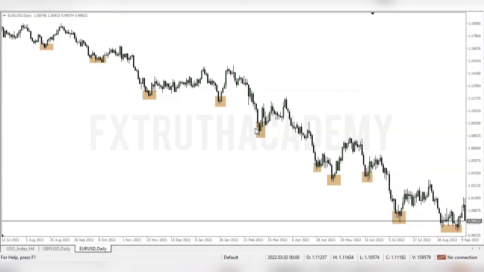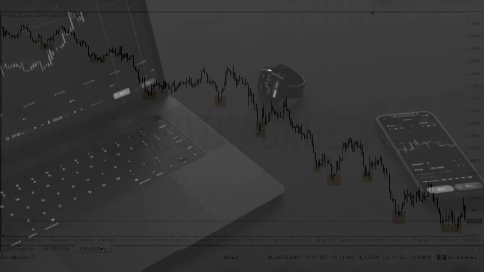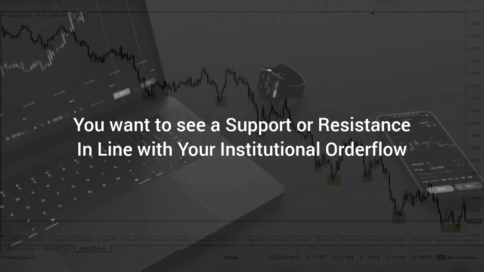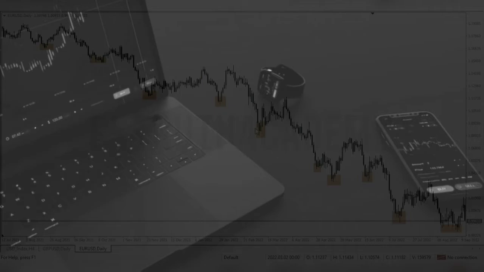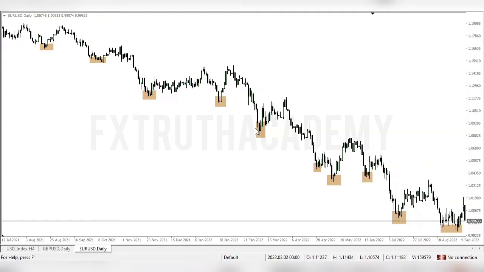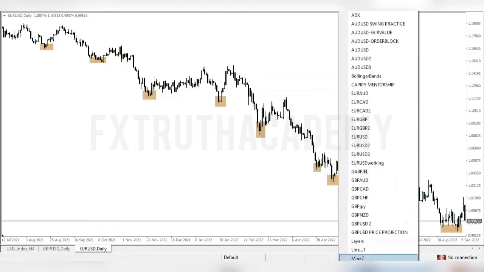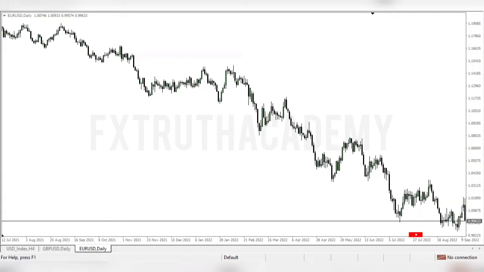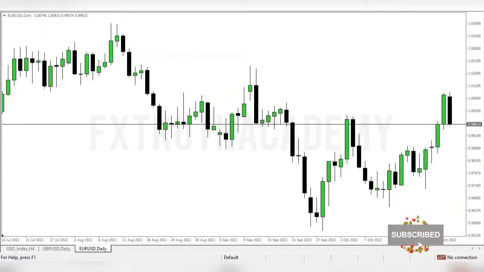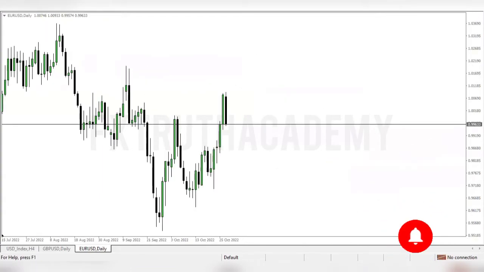And the last of all we're going to be looking at in this video is you want to wait for price to create a support or resistance in line with your institutional order flow. Now, what do I mean by that? Let me just give you a quick example, a trade I picked with the Euro USD on the daily chart. So I'm going to create this for you. When I talk about institutional support and resistance, I'm not talking about the classic retail mindset approach. You understand? I'm actually referring to institutional reference points.